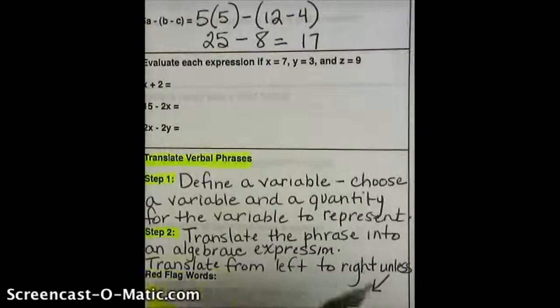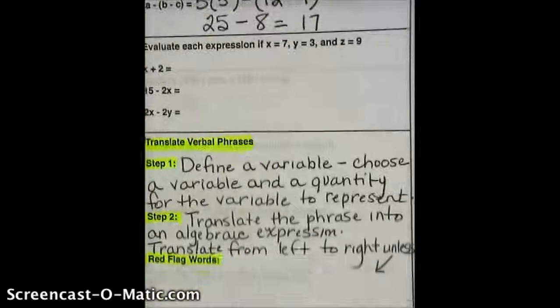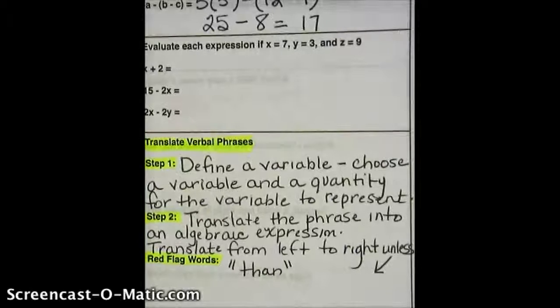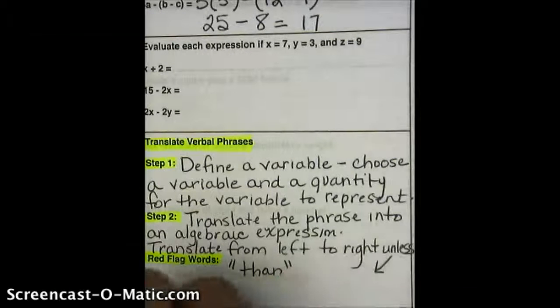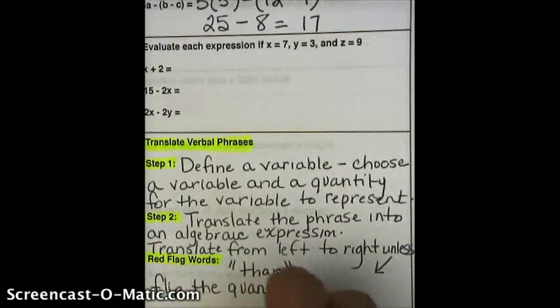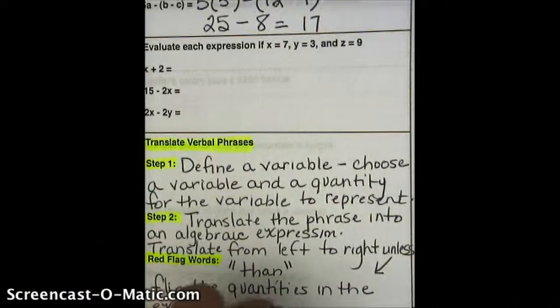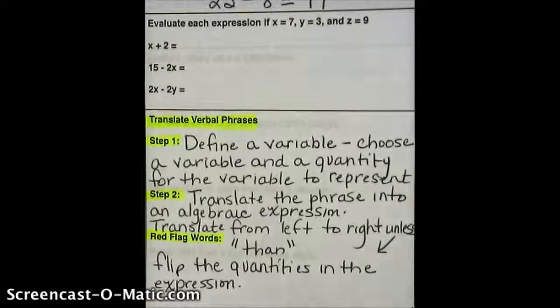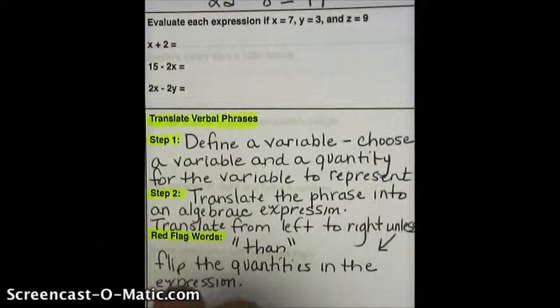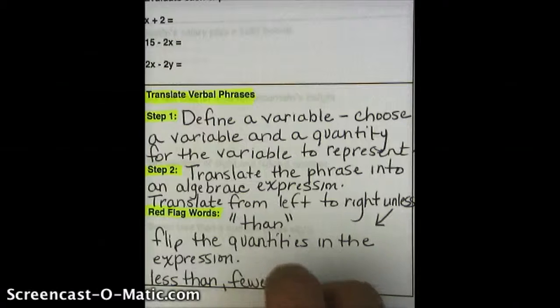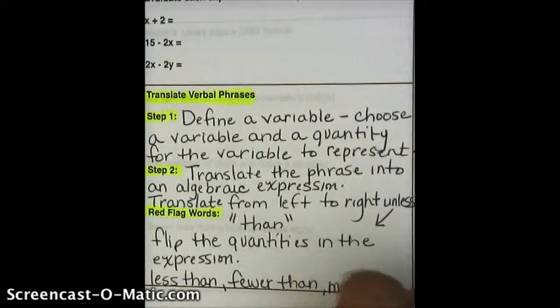So let's highlight red flag words. And right now, our red flag word that we're going to be looking for is the word than. And when we see the word than, it means that we're going to flip the quantities in the expression. So you might see it as less than, fewer than, more than. Maybe others, but these are the ones you're going to see most often.